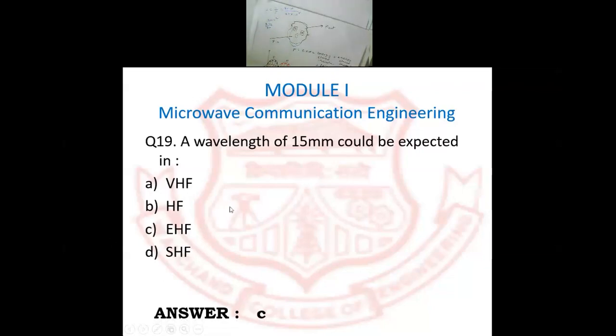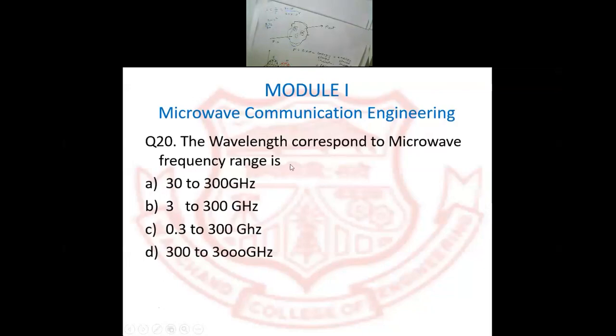Next, we can calculate using lambda is equal to C by F. The wavelength corresponding to the microwave frequency range is about what? Some say 0.3 to 300 gigahertz, some say 3 to 300, 30 to 300 gigahertz, and 300 to 3000 gigahertz. Now, what is the answer? Someone says C, correct. That is 0.3 to 300 gigahertz. Correct answer.